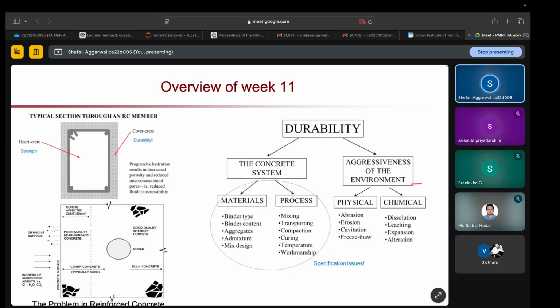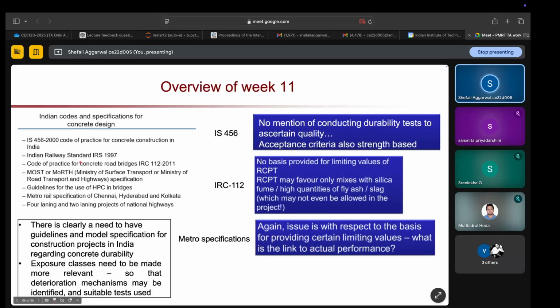However, when it comes to the environment, we can't control that part, so we should concentrate on the concrete system more. So these are the various Indian codes and specifications for different types of concrete design, and the most commonly used is IS 456. Everyone knows about this. However, these are the different disadvantages of a few of these codes. IS 456 is only talking about the strength of the concrete system. It is nowhere talking about the durability factors which need to be considered while constructing any concrete system. Also, all the acceptance criteria in IS 456 are based on strength only.